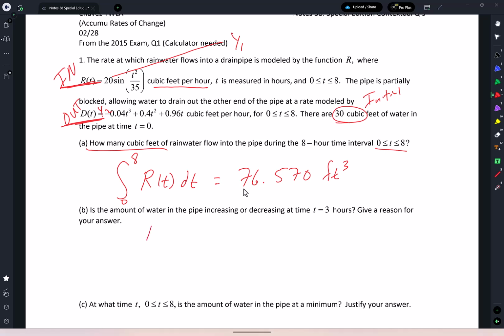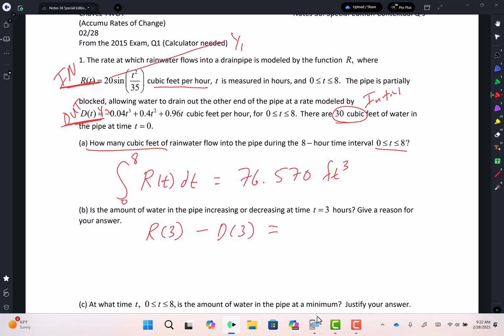Okay, so I'm going to go R of 3, that's the amount going in, and I'm going to subtract D of 3, that's the amount going out, and I'm going to see what that number is. If it's positive, it's increasing. If it's negative, it is decreasing. You don't have to do anything, guys.